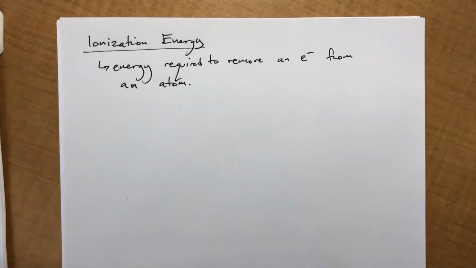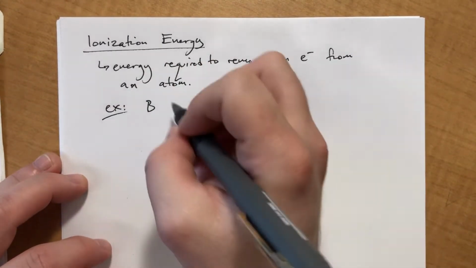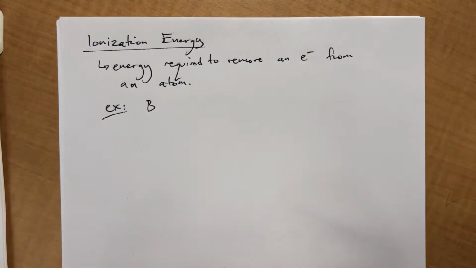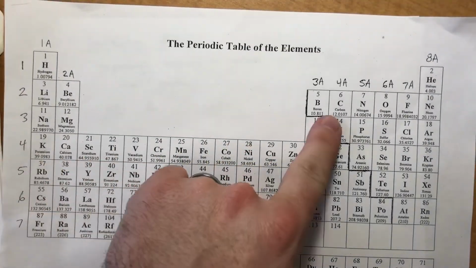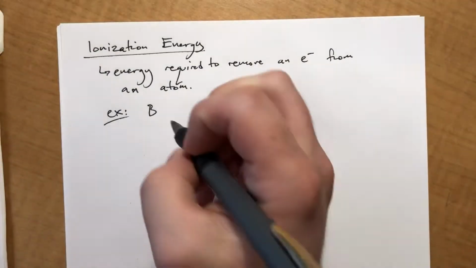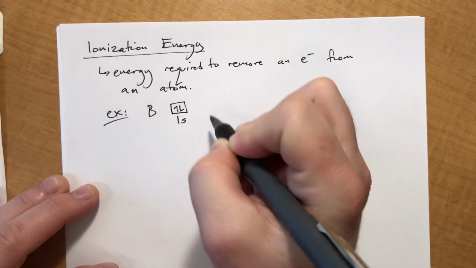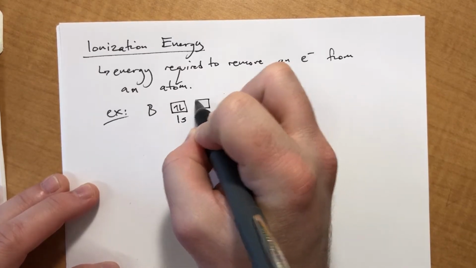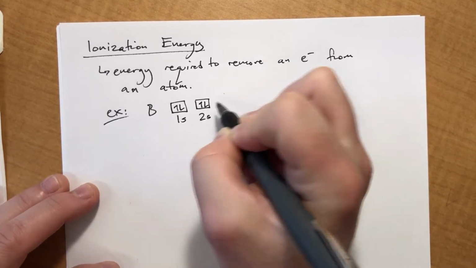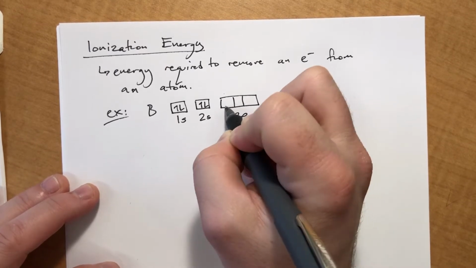So I'm actually going to look at a specific example and look for trends in the data. So we're going to look at boron. We're looking at element 5, so we're only worrying about 5 electrons. And I'm going to draw the orbital diagram just so you can see all the boxes and arrows, every single electron. So it's 1s2, 2s2, 2p1.